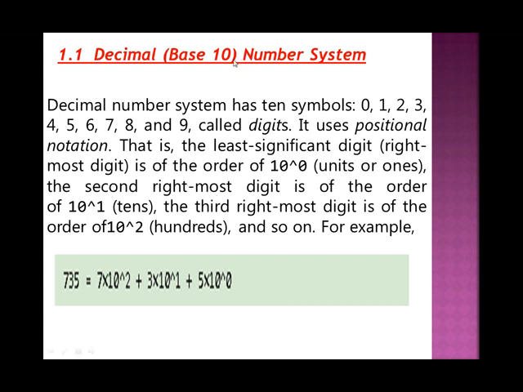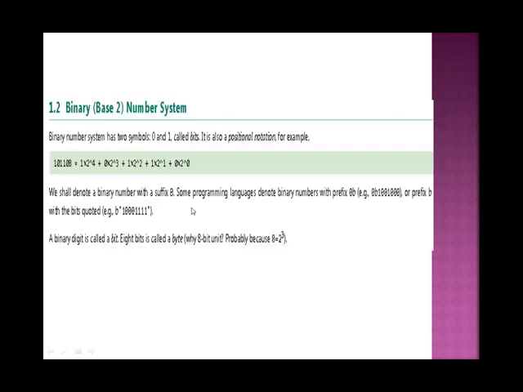So the first one is decimal, which has base 10 and has numbers 0, 1, 2, 3, 4, 5, 6, 7, 8, 9. So there are a total of 10 numbers starting from 0 and ending with 9. It uses positional notation because this is a positional number system. Then next is the binary number system, which has base 2. It contains only 2 numbers, either 0 or 1. It is also a positional notation.